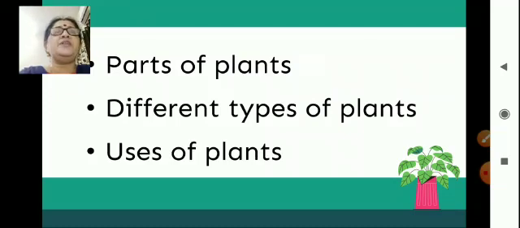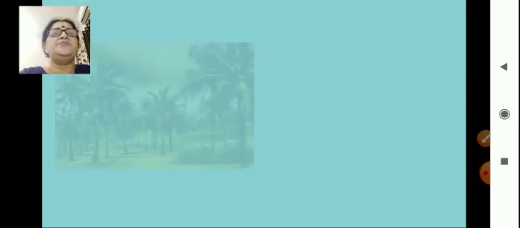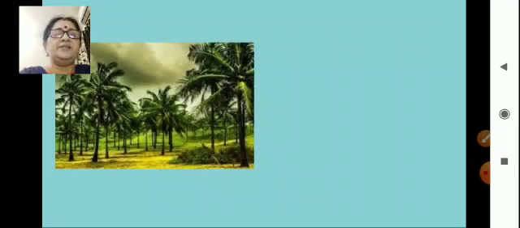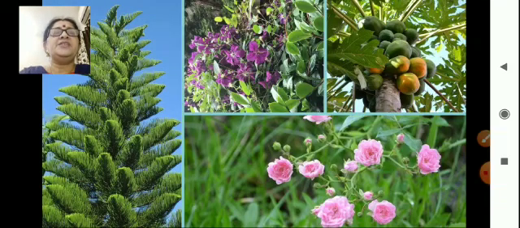The amazing world of plants is all around us. Plants are found everywhere. There are many kinds of plants. Some are big and some are small. They are of different sizes, shapes and colors.